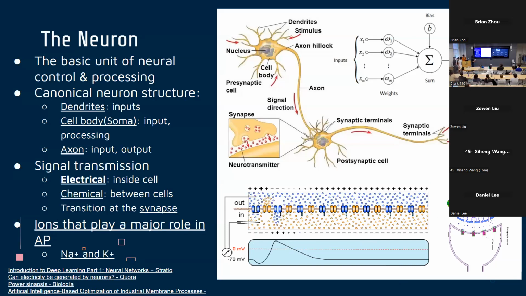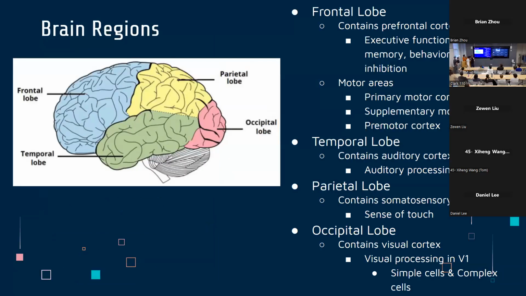And next slide, we're going to go to a very high-level overview. First we covered the basic units. Now we just go to the whole brain. Most of you already know this, but we're going to review it. So you have the frontal lobe, the temporal lobe, the parietal lobe, and the occipital lobe.